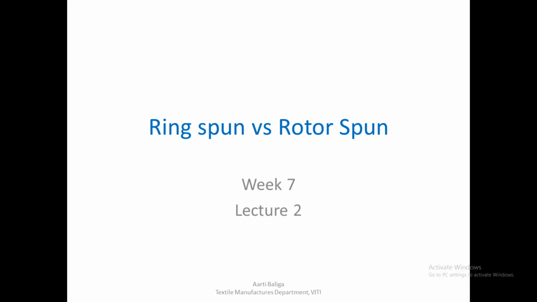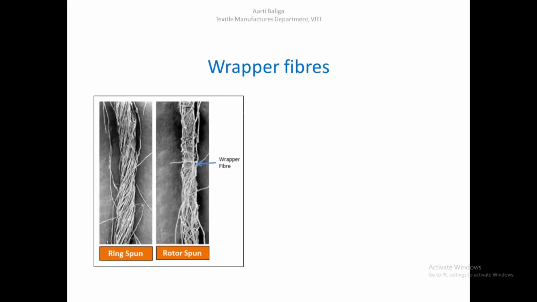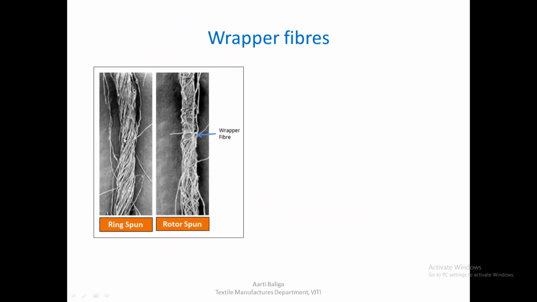Hello, today we shall see the comparison between ring spun and rotor spun yarns. Let us first see the structural differences between these two yarns that are produced by these two different methods. So this is the image of a ring spun yarn and this is the image of a rotor spun yarn. What you see is rotor spun has got certain characteristics due to the wrapper fibers that are shown here.